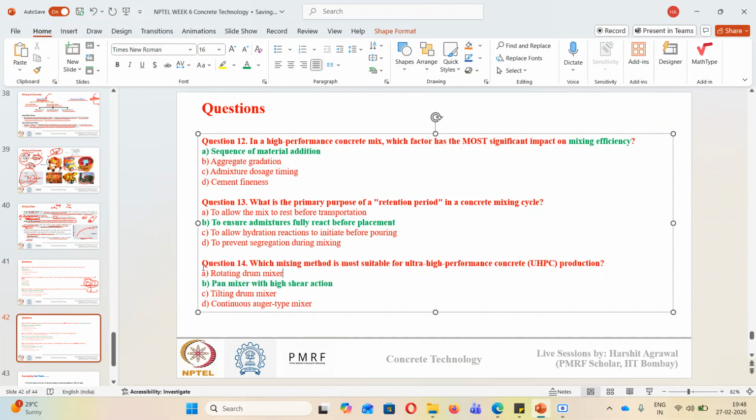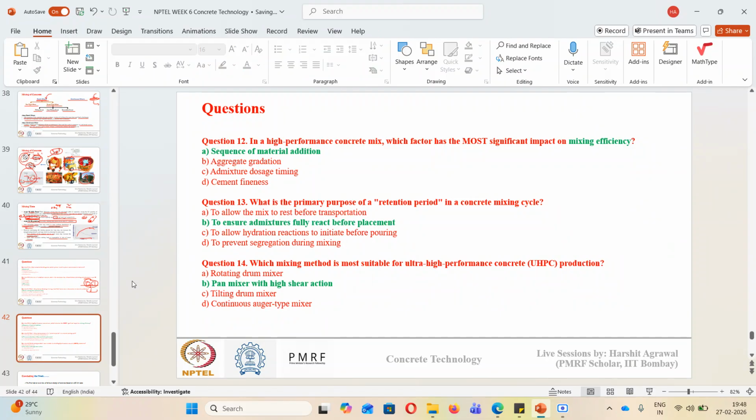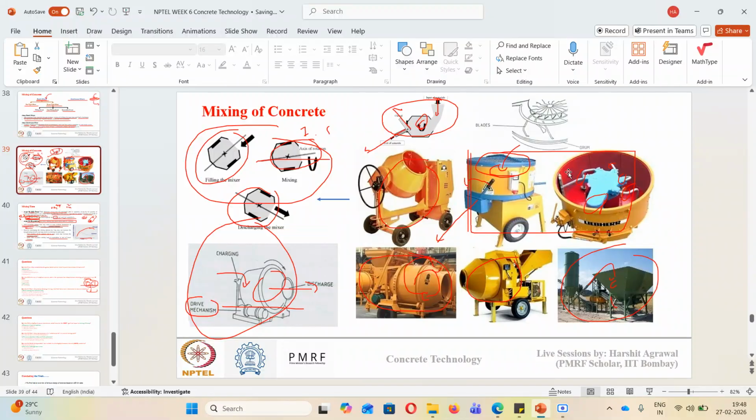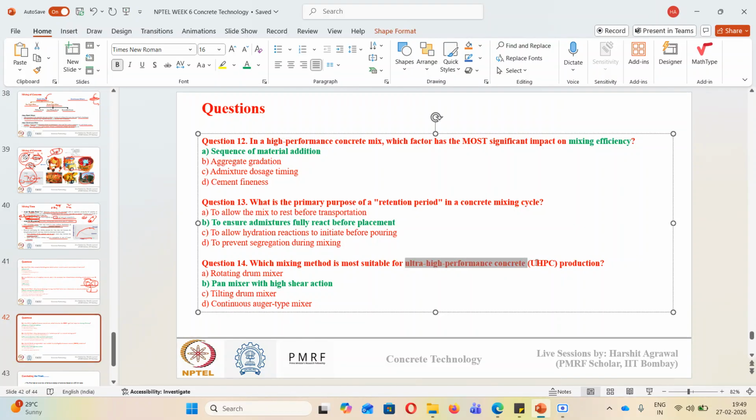Okay, how? Because in a pan mixer we have seen that there is shear action. Okay, there is rubbing between the aggregates as the material is rotating. There is shearing that is happening in the material. Now, when we talk about ultra high performance concrete, we need intense shearing so that there is proper blend of fine powders, fibers, and admixtures that are there in concrete.